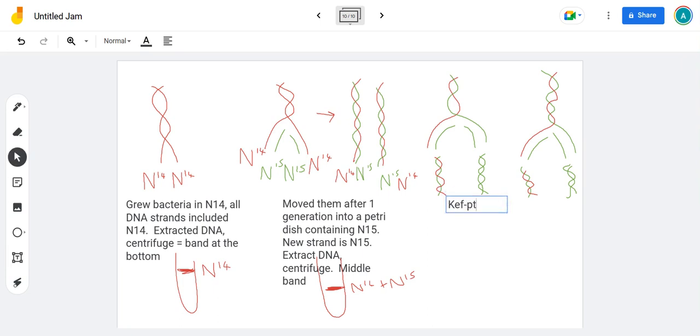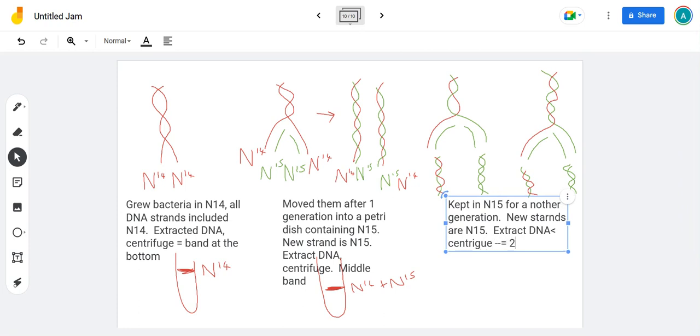So then they kept nitrogen 15 for another generation. And again, the new strands are nitrogen 15. It's going to form two bands now. So when they extract the DNA and centrifuge it, they're going to get two bands, because now we've got the band that's half red, half green, which will form a band in the middle of the centrifuge. And we've got some DNA that's just nitrogen 15, just the green, and that'll form a band at the bottom. Okay, so two bands, one in the middle and one at the bottom.